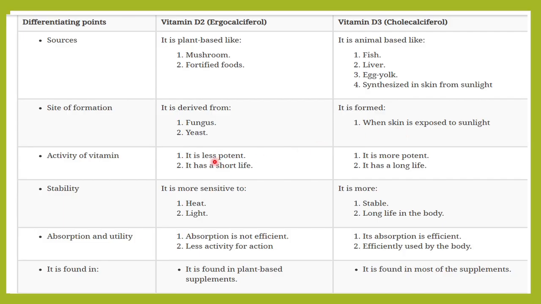Vitamin D2 is less potent and has a very short lifespan compared to vitamin D3, which is more stable and has a longer life. Stability wise, this plant-based vitamin D is sensitive to heat, light, etc. Whereas vitamin D3 is more stable and has a longer life in our body. Absorption of the plant-based vitamin is not that efficient, so there is less availability for action, whereas vitamin D3 is very efficiently absorbed and efficiently used by the body also.